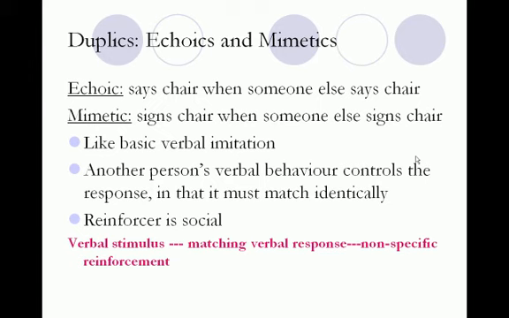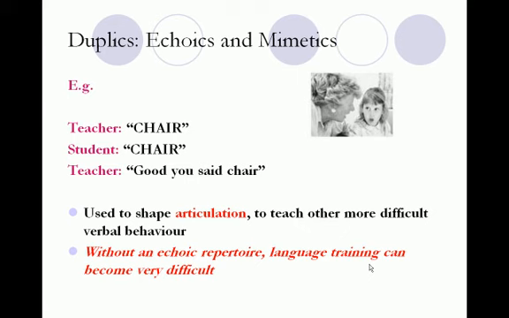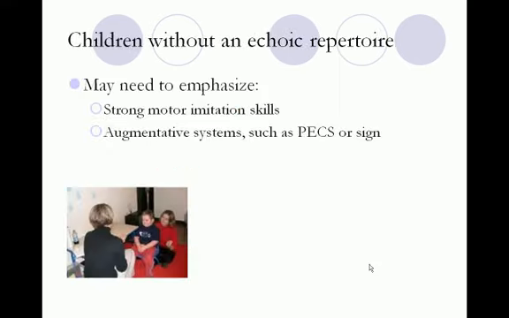Okay, so for example, a teacher says chair, student says chair, teacher says good, you said chair. Typically an echoic response in early language training is used to shape articulation, to teach other more difficult verbal behavior. And without an echoic repertoire, language training, of course, can become very difficult because a lot of our language training really relies on the learner being able to echo a particular response.